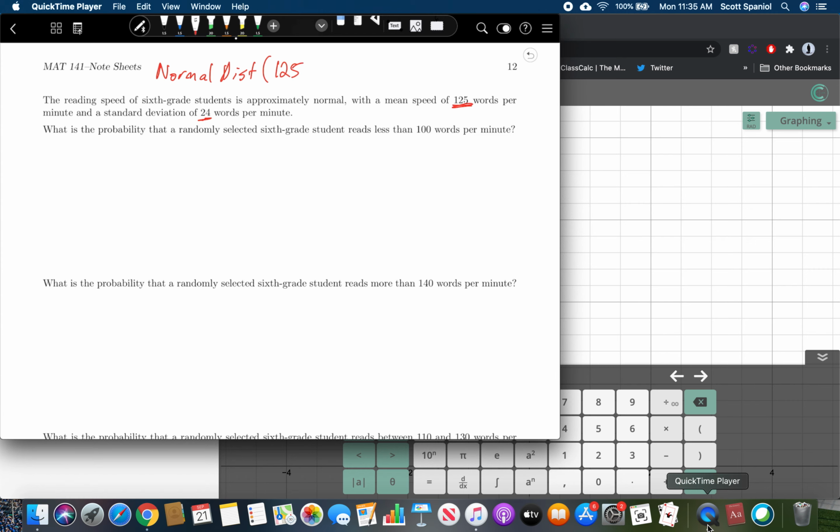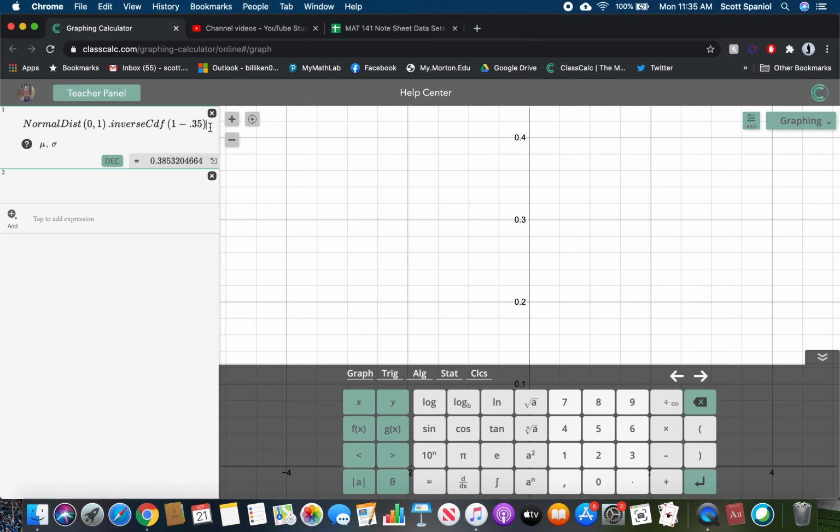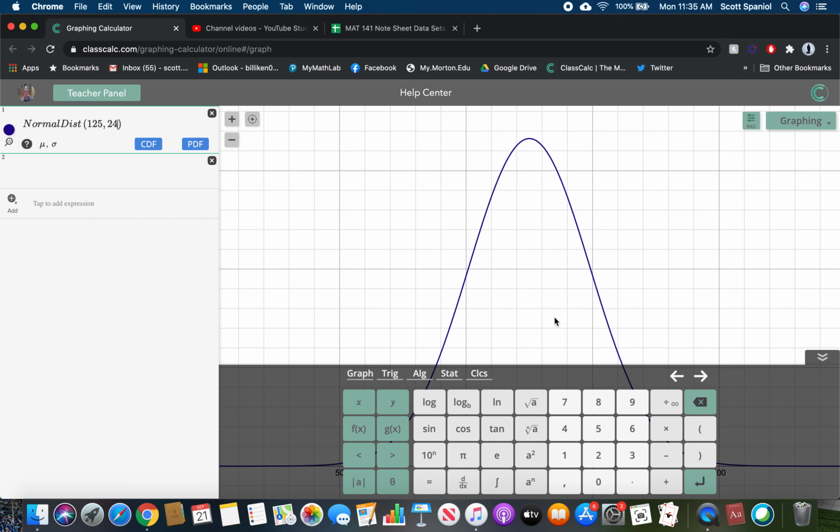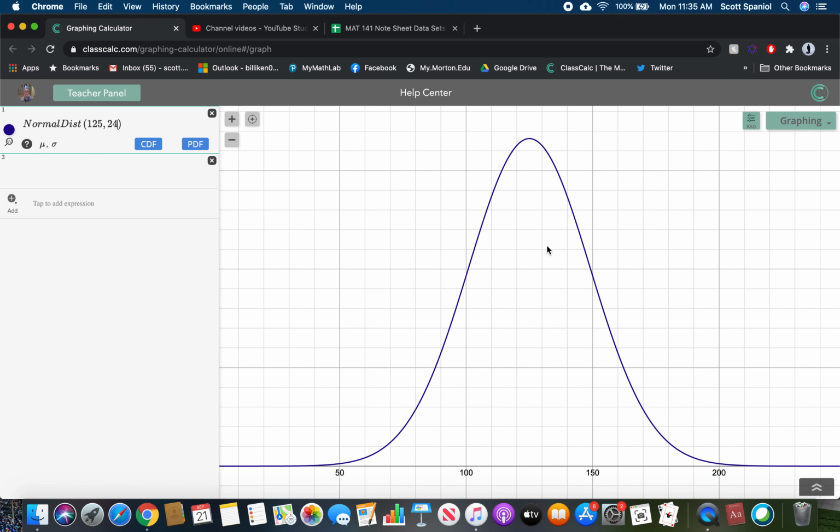So we can put in 125, comma 24 into our calculator. If I get rid of this inverse CDF, because I'm not going to use that right now, and change my mean and standard deviation to be 125 and 24, and then zoom in on it, because it's not showing up in my graph since I'm nowhere near that mean. Notice I basically get exactly the same graph I had before. It's just been shifted and moved, and these values are different along the bottom. Okay, so there's our normal.